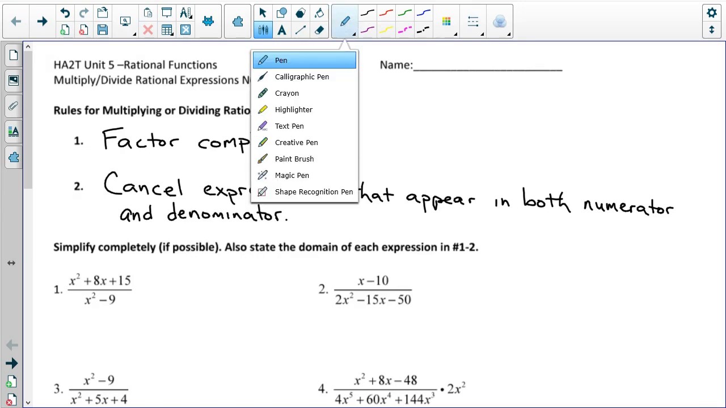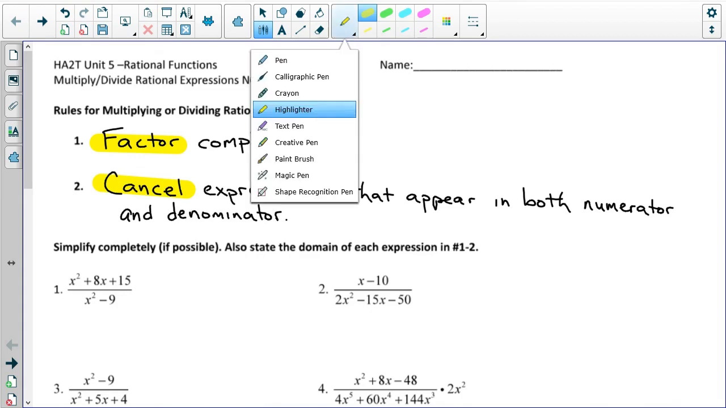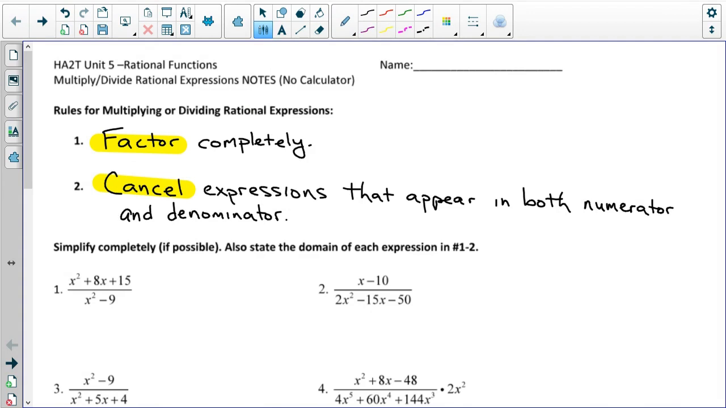So I'm going to focus on a couple things: factor and cancel. In class, if you ask me questions, I will often just repeat factor, cancel. So we want to factor as much as we can and then cancel as much as we can. One thing that we need to know is rules on things that we are and are not allowed to cancel.